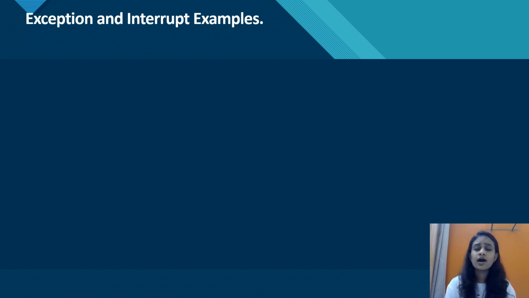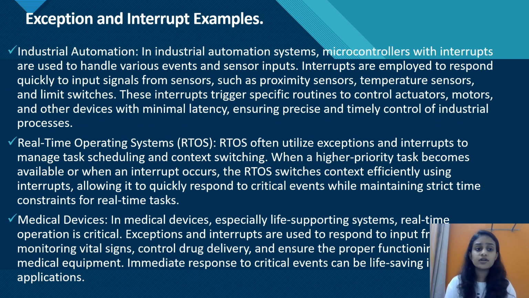In previous slides, we have got to know many important aspects of exceptions and interrupts and how important they are for microcontrollers. Now let us see how exceptions and interrupts are involved in our daily lives. In industrial automation, in robotics, in real-time operating systems, and even in medical devices, exceptions and interrupts play a very important role. Now let us discuss how it is helpful. In industrial automation systems, microcontrollers with interrupts are used to handle various events and sensor inputs. In industrial automation, there will be a need to check temperature or control actuators, motors, and devices with minimal latency, ensuring precise and timely control of the industrial process. Everything is very important, so here interrupts play a very important role.